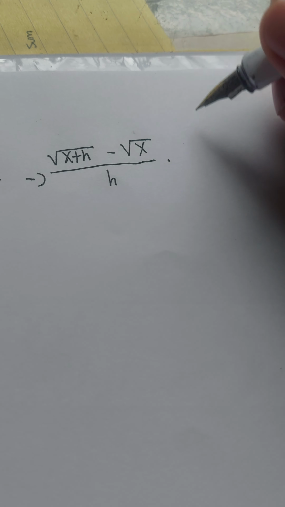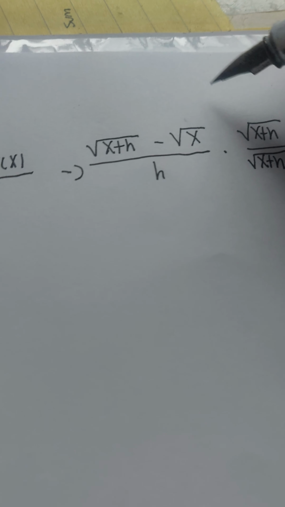Now notice this. We need to rationalize this. So I can multiply this by a fraction, which is the square root of x plus h plus the square root of x, all over the square root of x plus h plus the square root of x. I can go ahead and do that.